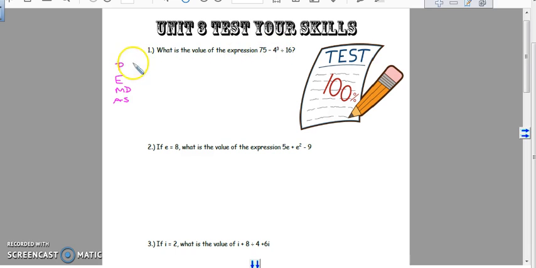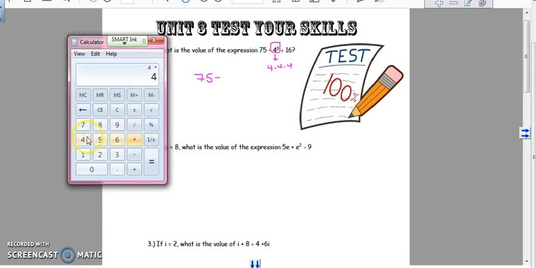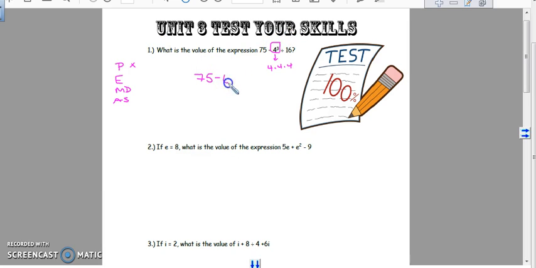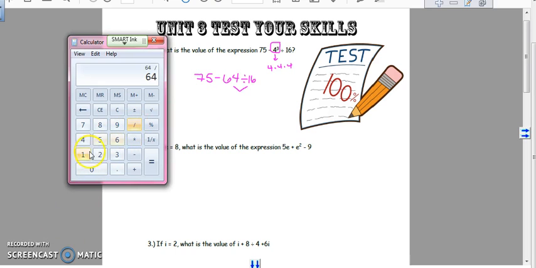So I do not have any parentheses. I have exponents. That means 4 times 4 times 4. So 75 minus, okay, 4 times 4 times 4. Remember, that number means how many times you multiply it. So I'm multiplying it 3 times. I get 64 divided by 16. No more exponents. I have multiplication and division, so I'm going to do that next.